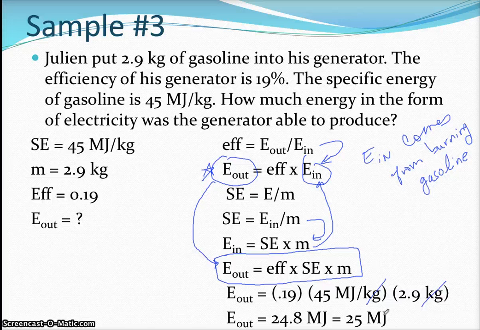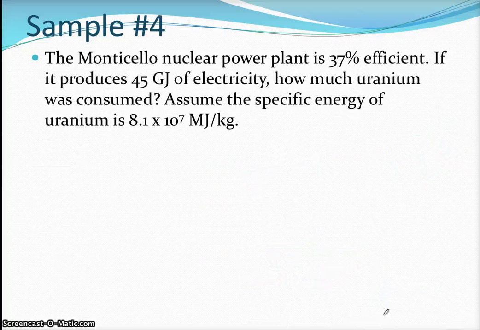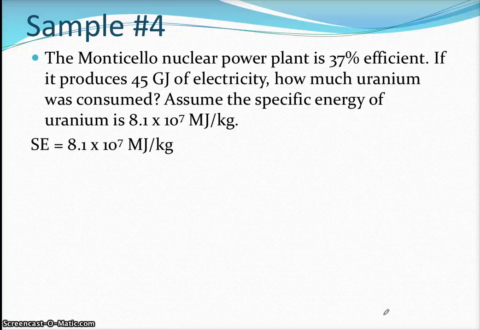Okay, one last sample problem. Sample problem 4 is about nuclear power. So the Monticello power plant is 37% efficient. If it produces 45 gigajoules of electricity, how much uranium was consumed? And they mean how much in terms of mass. The specific energy is 8.1 times 10 to the 7 megajoules per kilogram.